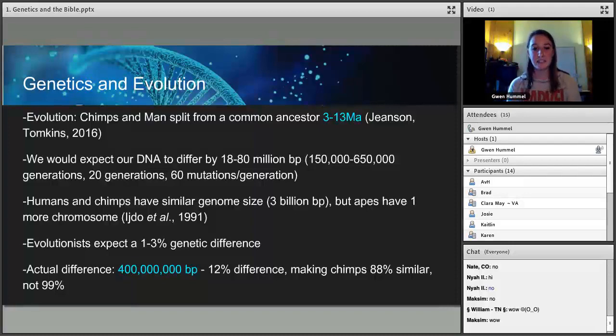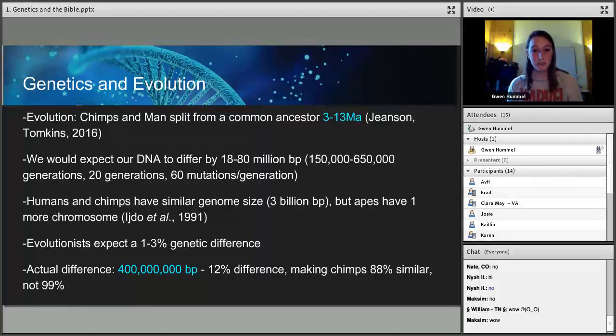So looking at genetics and evolution, remember, evolution says chimps and man split from a common ancestor 3 to 13 million years ago, which is a really big range. Remember, we're supposed to have evolved from chimps in 6 million years, but we split 3 to 13 million years ago. This is a big fudge factor. So we would expect our DNA to differ from chimp DNA by 18 to 80 million base pairs. Again, this is a really big gap. This also includes 150 to 650,000 generations, and this would be 60 mutations per generation.